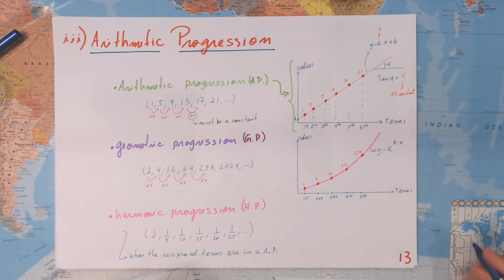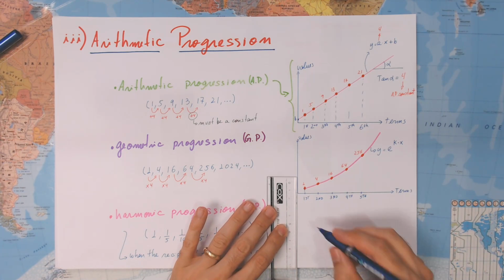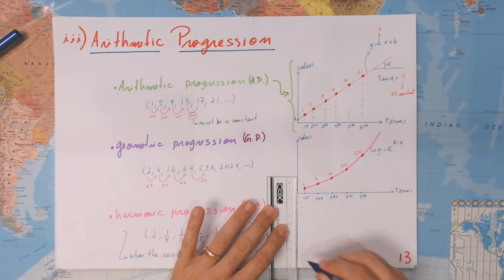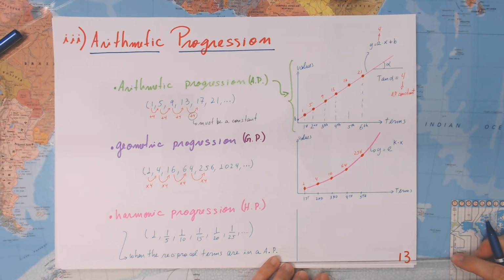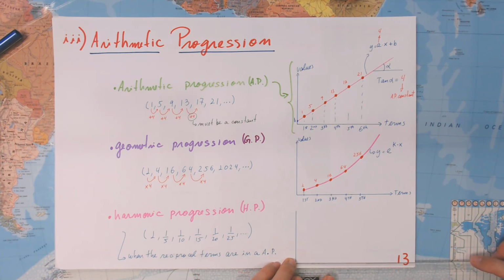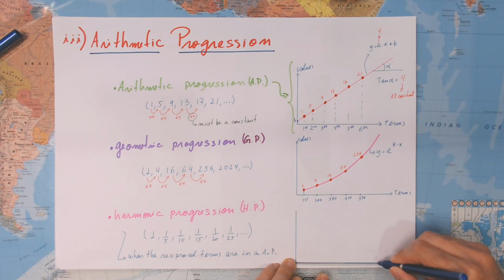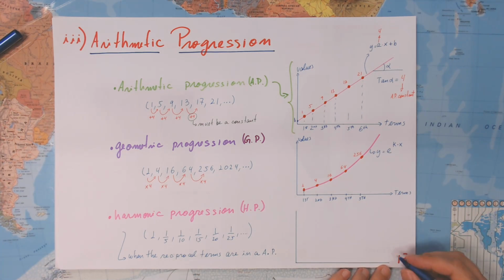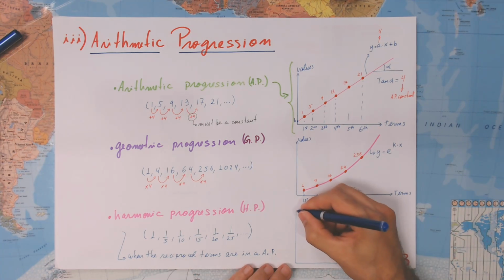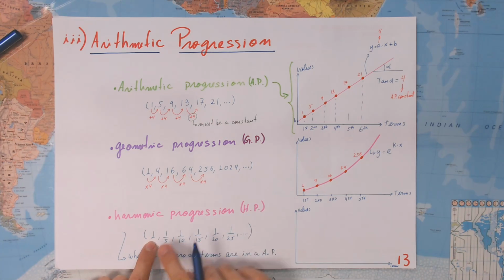And something interesting about the harmonic progression is that it goes all the way to 0. At infinity, it is going to find the 0. Because we are just growing, growing, and growing. Again, these are the terms, and those are my values. My values like this, 1, 1/5, and so on.